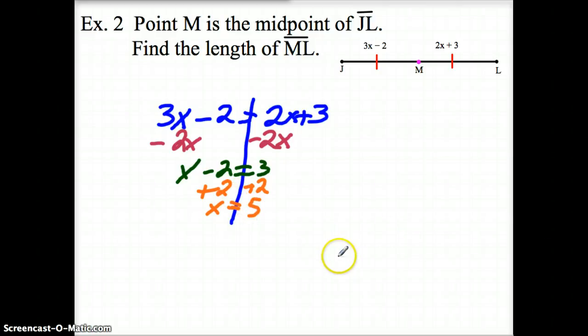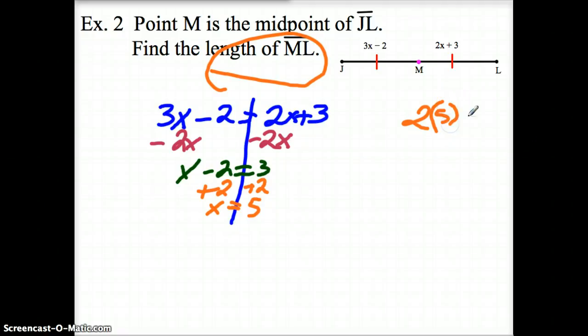Now I've still not answered the question. The question didn't want x, the question wanted the length of ML. So ML is here, so I'm going to take that 5 and substitute it in for x. So 2 times 5 plus 3 gives me 10 plus 3, or 13. So the length of ML is 13 units.